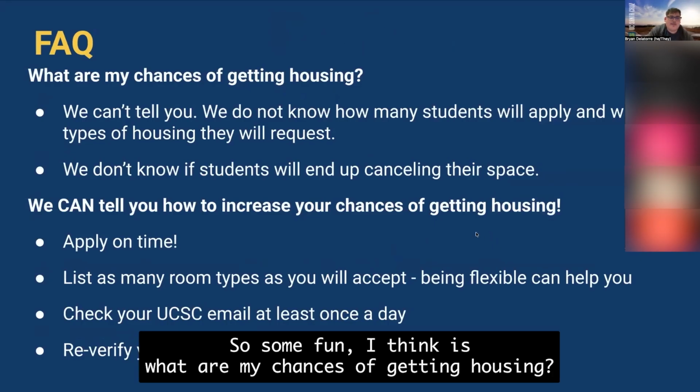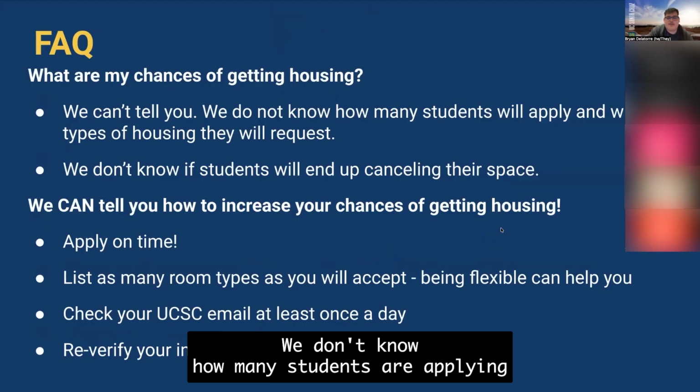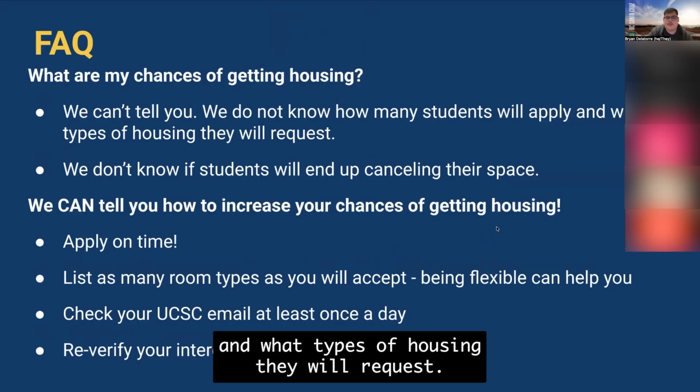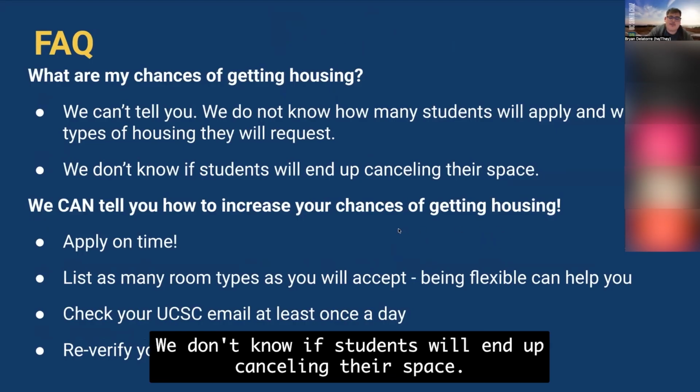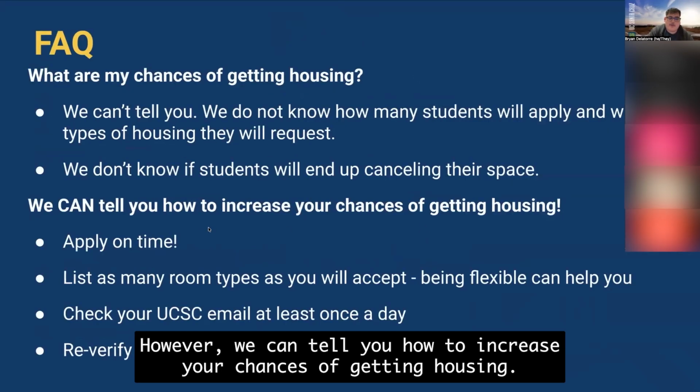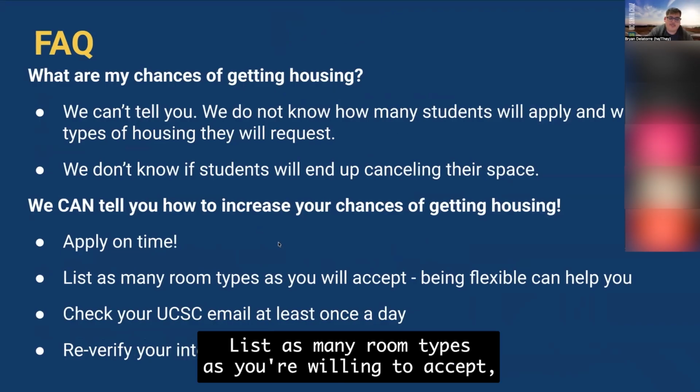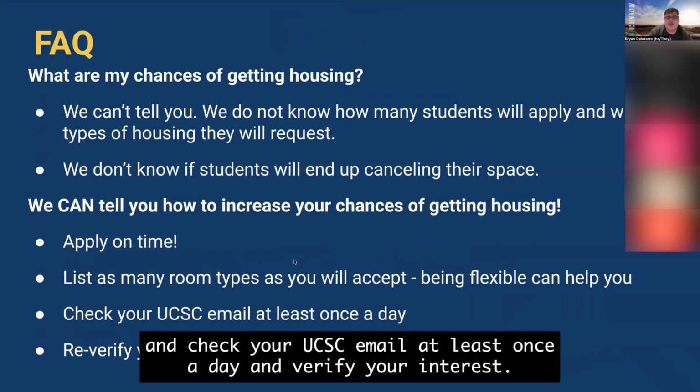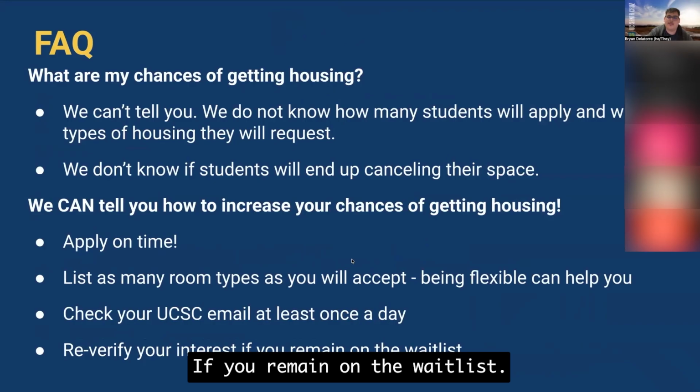So some final FAQs: what are my chances of getting housing? We can't really tell you. We don't know how many students are applying and what types of housing they will request. We don't know if students will end up canceling their space. However, we can tell you how to increase your chances of getting housing. Apply on time, list as many room types as you're willing to accept, check your UCSC email at least once a day, and re-verify your interest if you remain on the wait list.